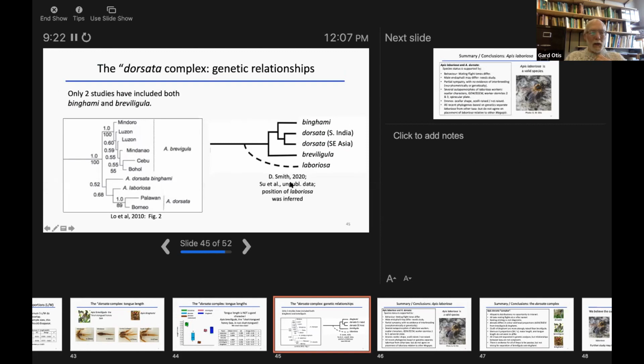Deb Smith used SNPs, and she's on the line here, she could probably comment, but it was something like 960 SNPs, single nucleotide polymorphisms scattered through the genome. So it was a pretty large data set spread across all of the chromosomes. I cannot remember exactly which genes Low et al. sequenced, but I believe they had one mitochondrial gene and 2 nuclear genes that they had DNA sequences from. And given those 3 sets of data, I'm really surprised that Laboriosa ended up nested here within the Dorsata complex, as opposed to being basal to the rest of the Dorsata complex.